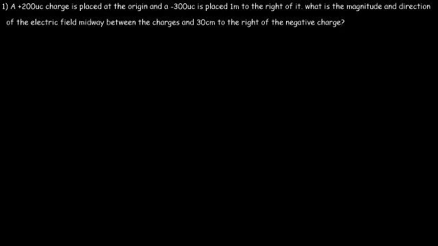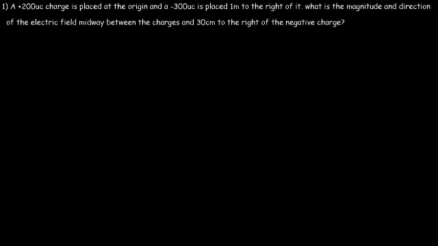Number one, a positive 200 microcoulomb charge is placed at the origin and a negative 300 microcoulomb charge is placed 1 meter to the right of it. What is the magnitude and the direction of the electric field midway between the charges and 3 centimeters to the right of the negative charge?